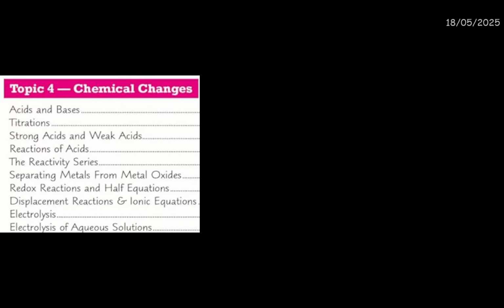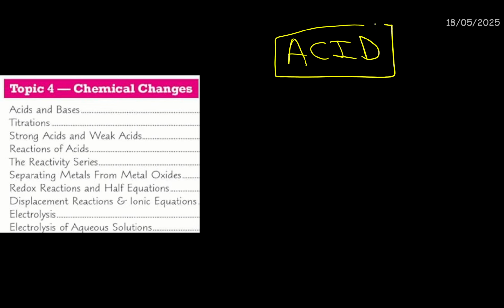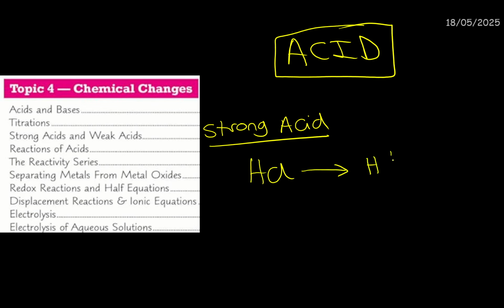Let's move on to talking about chemical changes. An acid releases H+ ions. We need to know the difference between a strong and a weak acid. A strong acid fully splits into H+. So a strong acid, for example HCl, goes into H+ and Cl-. Whereas a weak acid, what does a weak acid do, Anaya?